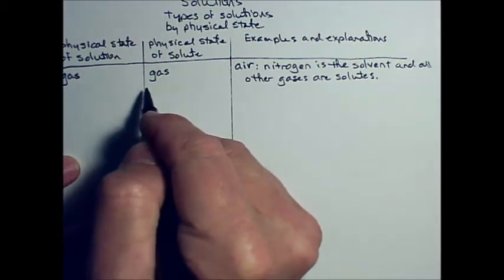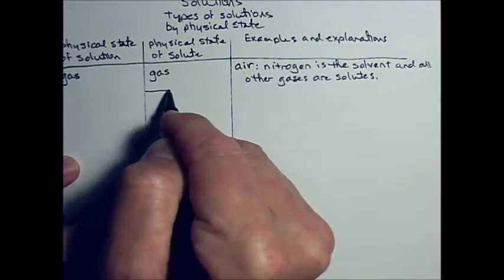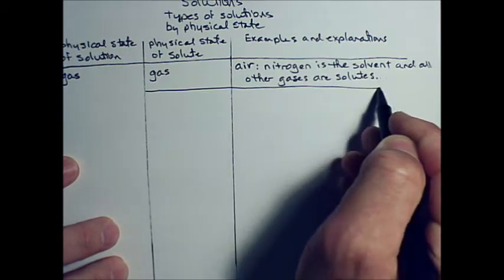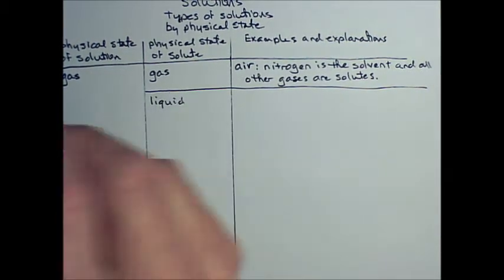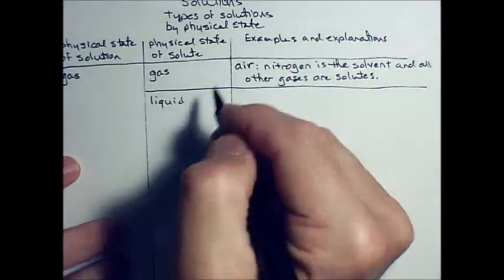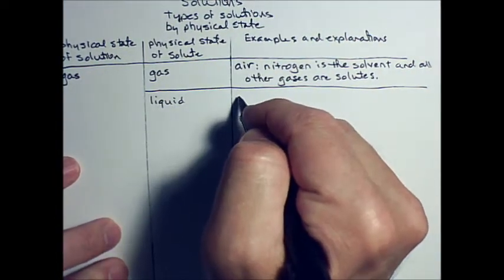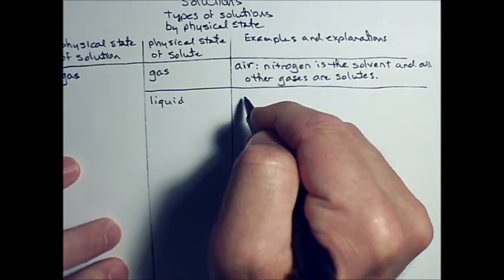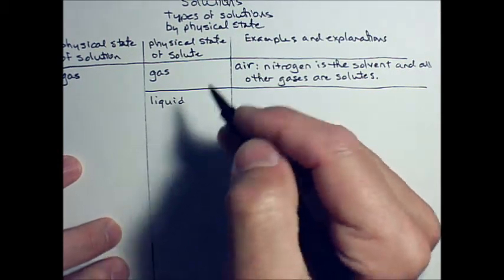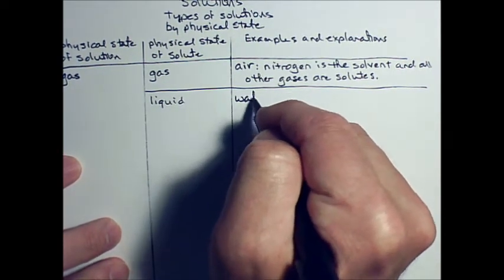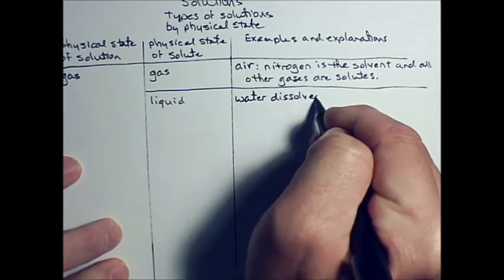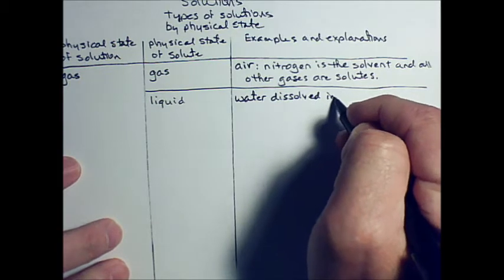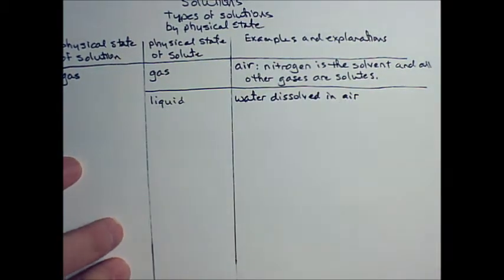Alright, here's an example of a liquid dissolved in gas. In the air, everywhere, there's a certain amount of water dissolved in there. That's from evaporation. So water dissolved in air is an example of a liquid dissolved in a gas.